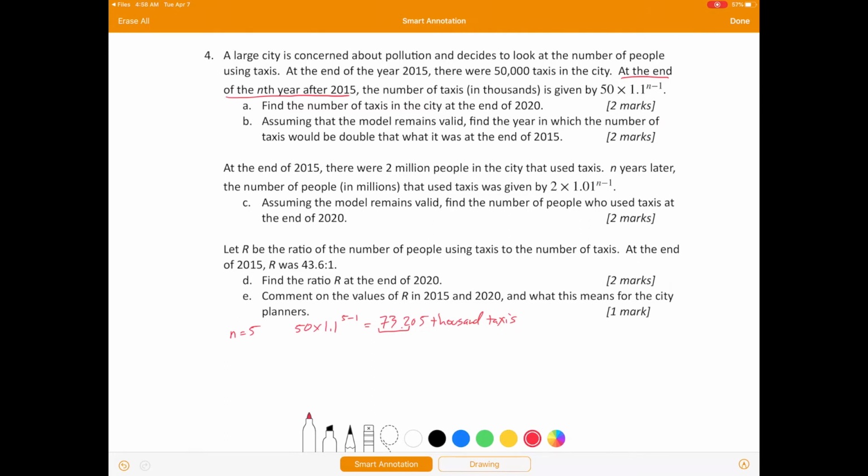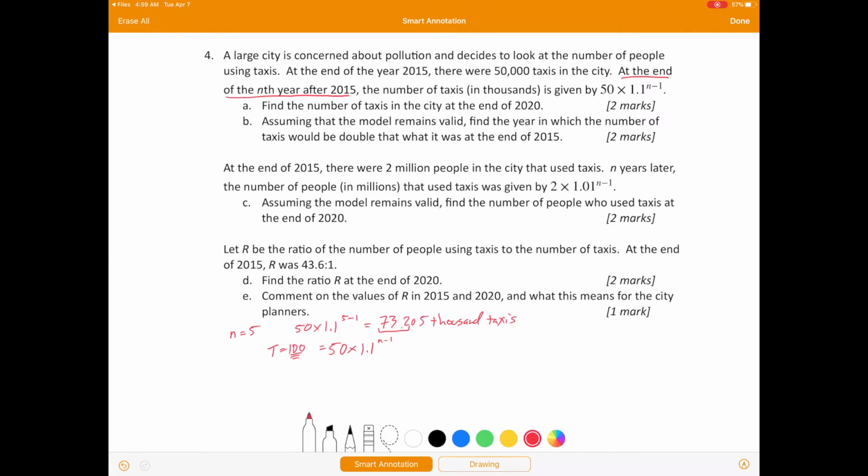Let's move on to part B. Assuming that the model remains valid, find the year in which the number of taxis would double what it was at the end of 2015. So we know at the end of 2015 there were 50,000 taxis. So we just need to find the year when the total number of taxis is 100,000. And so we're going to go 100 equals 50 times 1.1 to the n minus 1 power. And we should then be able to solve for n.